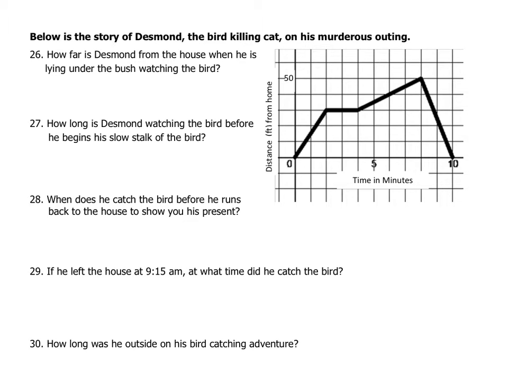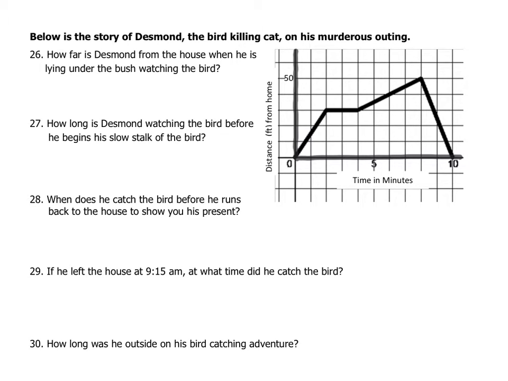All right, let's take a look at Desmond the bird-killing cat on his murderous outing. Oh, geez, that's kind of crazy sounding. But, you know, you might have a cat that likes to eat birds. I don't know. Anyways, first off, I'm just going to outline right here our XY axes so it's a little bit easier to see. And then let's take a look at this graph.